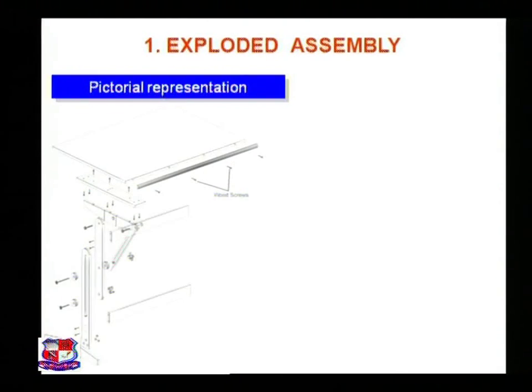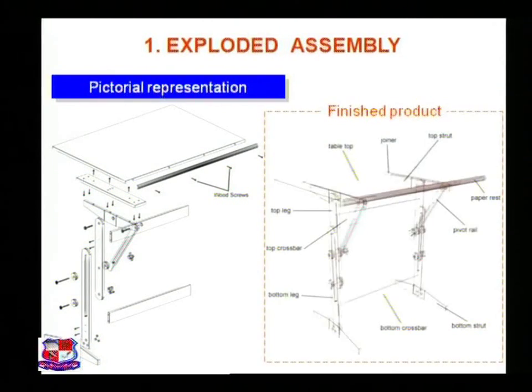Now first, exploded drawing. It's a pictorial representation of the components, and this is the finished product. This is one example of a table. You can draw all these components like this. This is a pictorial representation of the components. So this is the upper layer or tabletop.